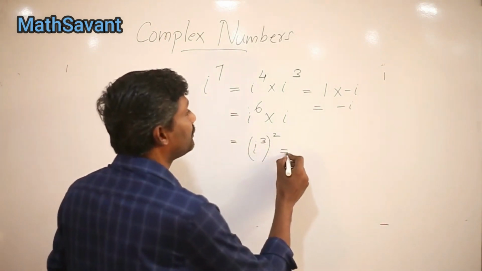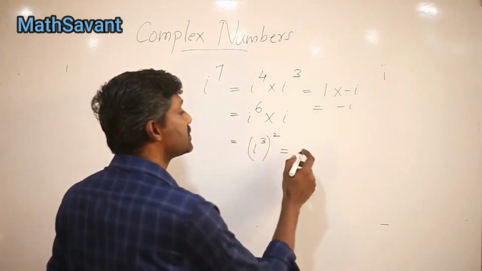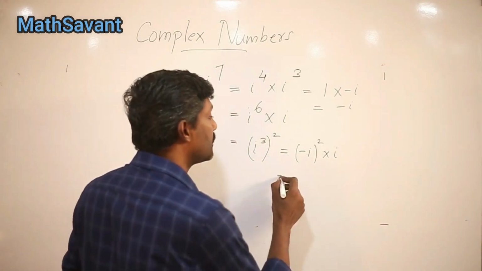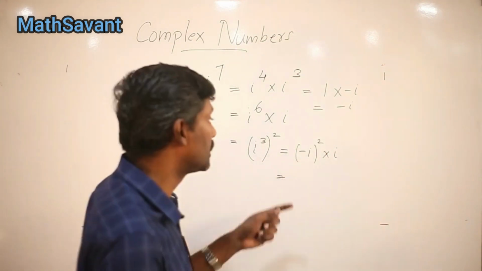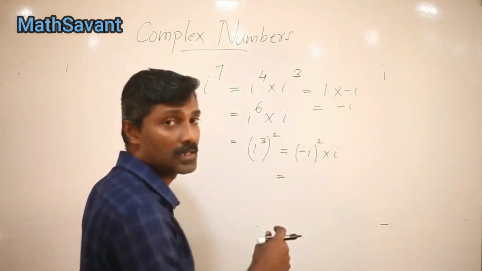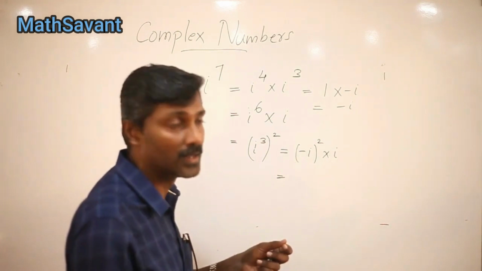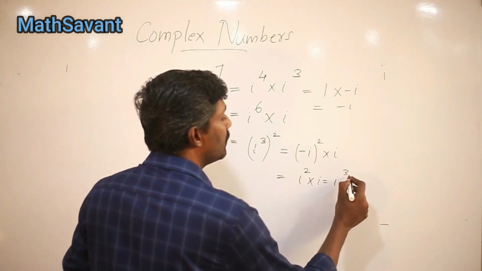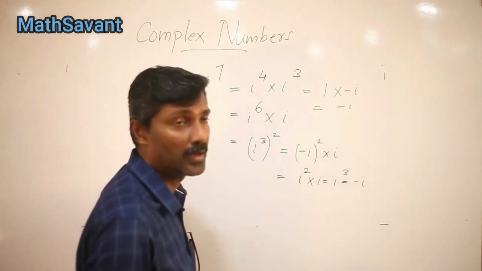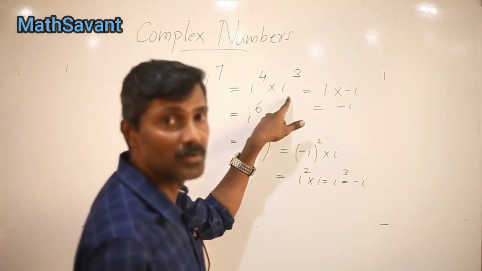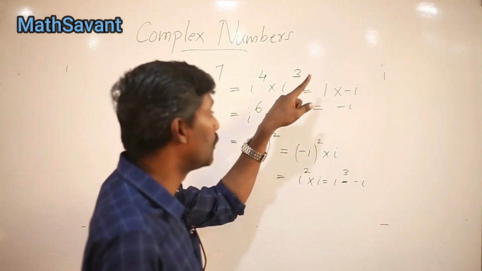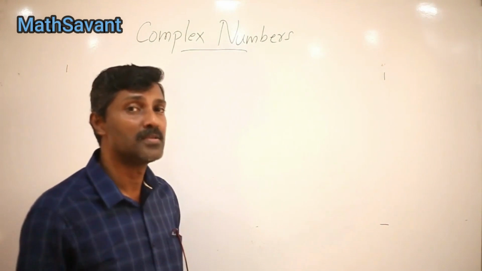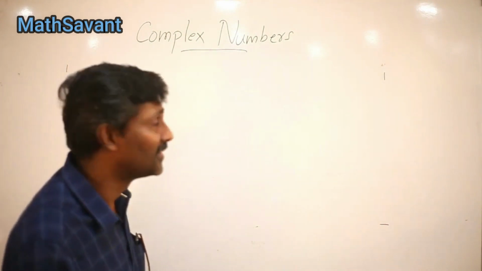Now what is i cube? i cube is minus i, right? So minus i the whole square into i, correct? Now what is minus i the whole square? The minus becomes plus, because minus i is nothing but minus 1 times i, right? So minus 1 the whole square is 1. So this becomes i square into i, which is nothing but i cube again, which will again give you the value minus i. So either you can find using i raised to 4 into i raised to 3 or i raised to 6 into i, both will give you the value minus i, right? Okay, so I just told you the values of i square, i cube, i raised to 4, right? I will write it here.